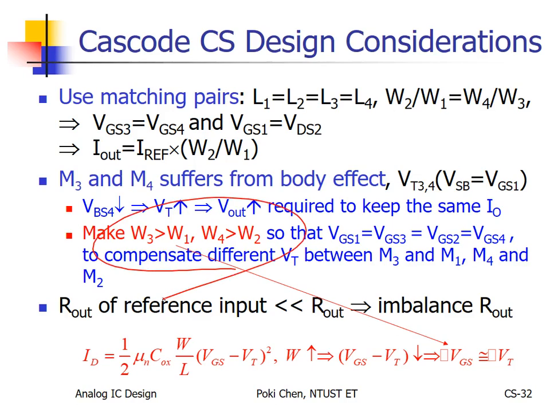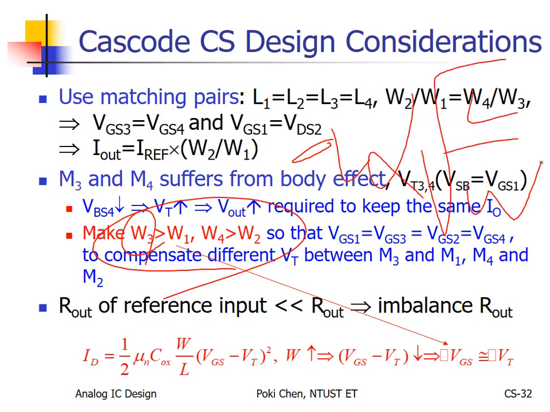Again, that is only in theory, okay? In practice, as you like. Yeah, but from the very beginning, usually we have W3, W4 larger than W1, W2. Why? Because I told you already, delta V is proportional to square root of L over W. So if you increase it, then this will be reduced. That's it. Okay? To cancel the impact of the body effect.